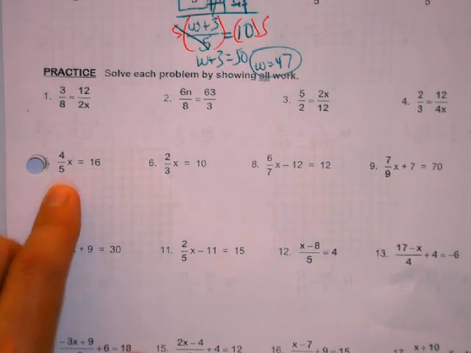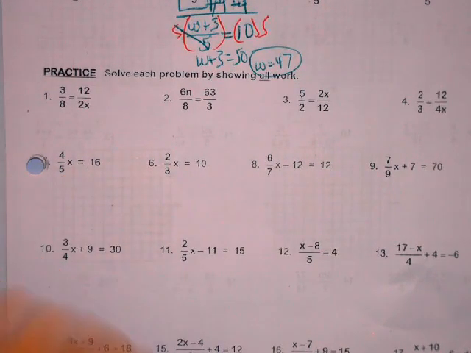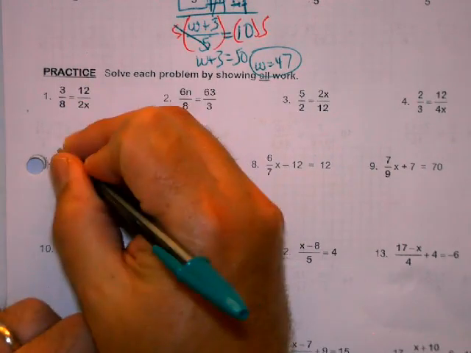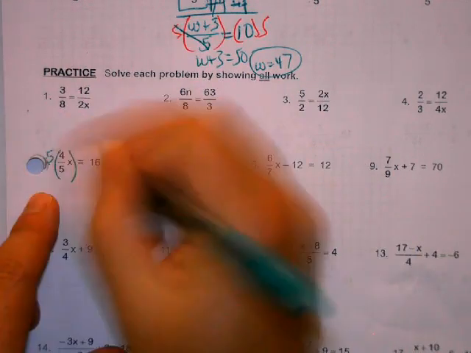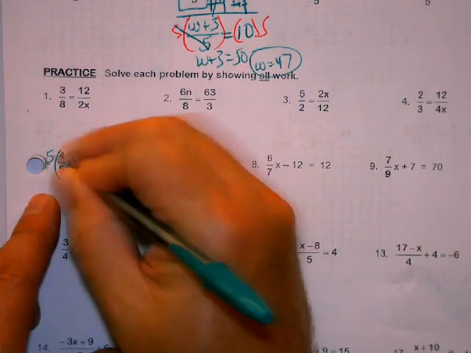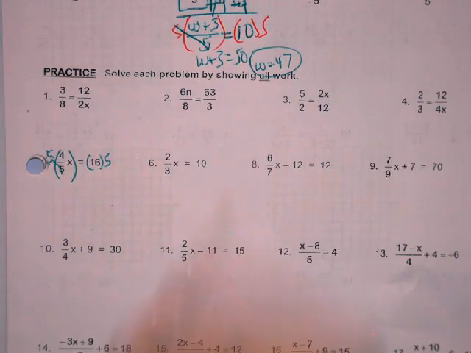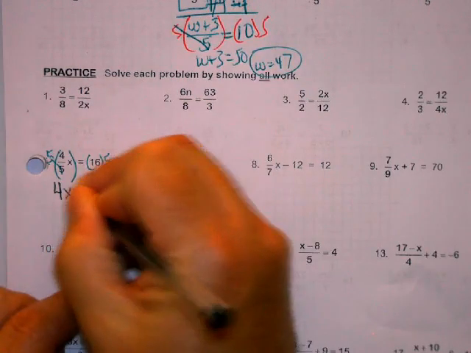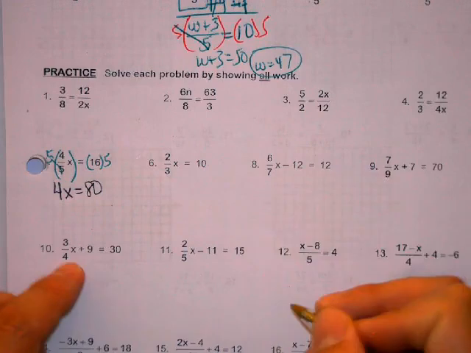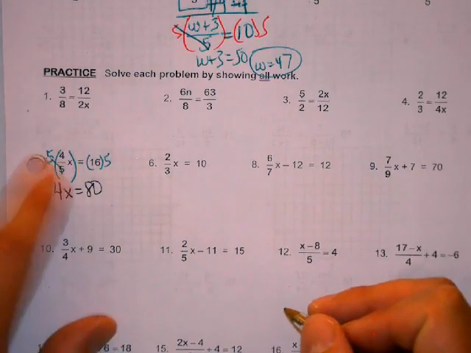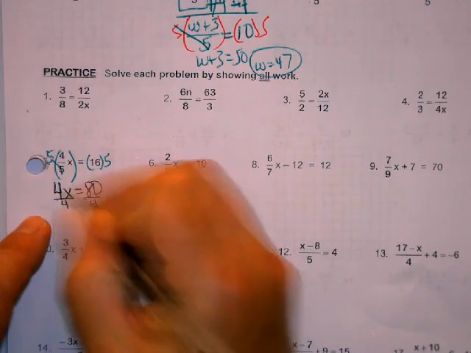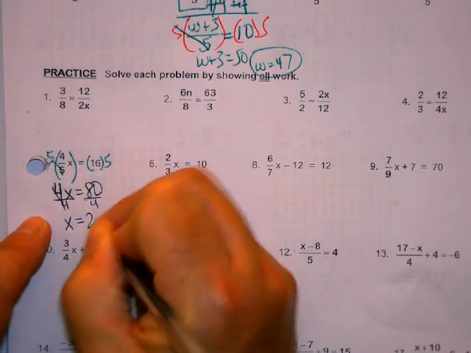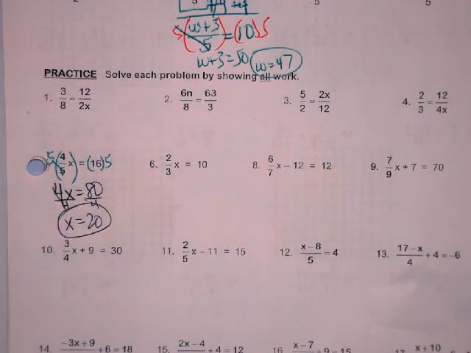So let's look at this first one. Depending on what your teacher was doing and where you came from, you may have been taught with fractions. Well, that's like divide. So I'm just going to multiply each side by 5. That would be 4x equals 80, because again, we don't cancel the 4. Its job is just to cancel the denominator. Divide, and I get my answer.